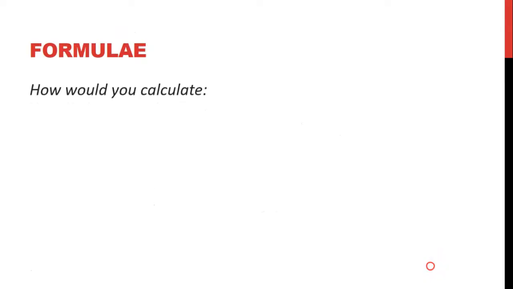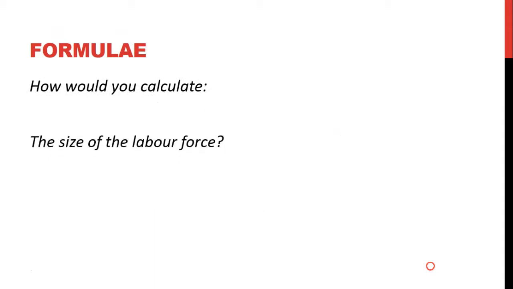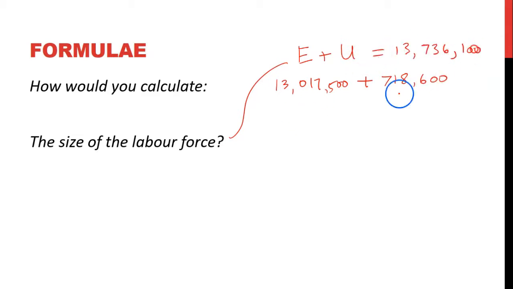We're also asked, how would you calculate the following? How would you calculate the size of the labour force? So just in principle, how would you do that? The size of the labour force is just the number of people who are employed plus the number of people who are unemployed. Voila, the size of the labour force is 13,736,100 people. It's the number of people participating in the labour force.